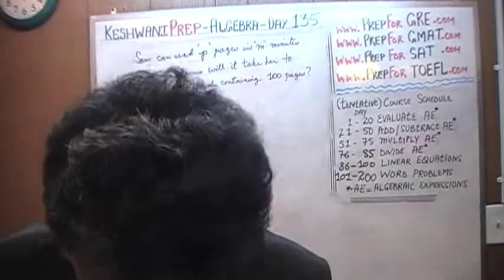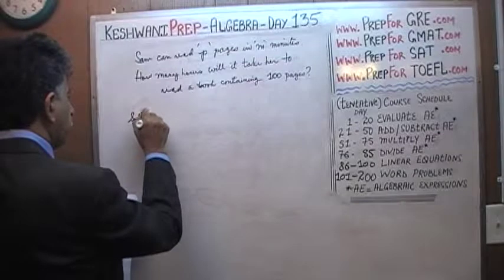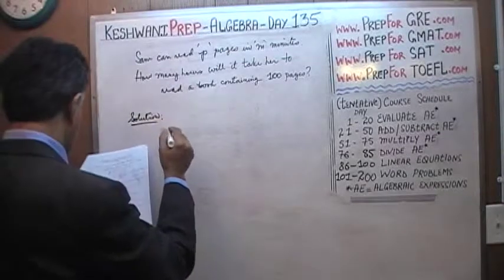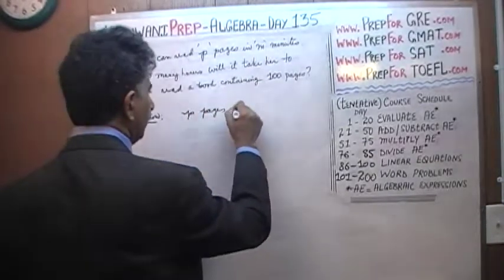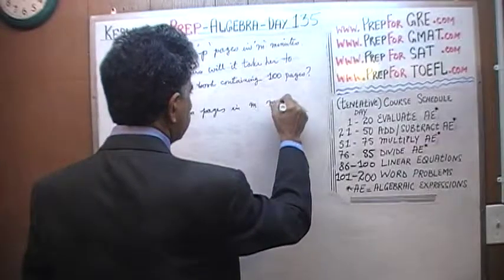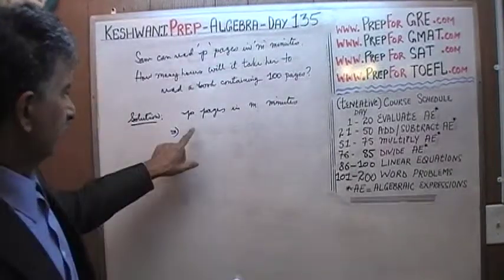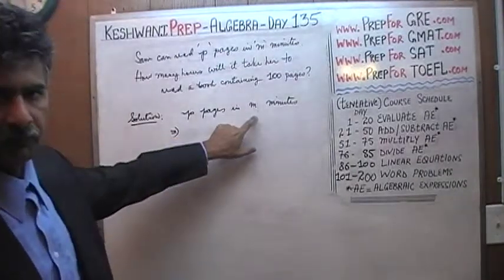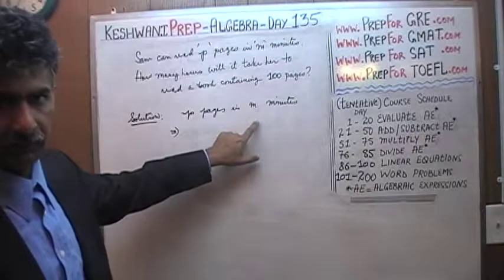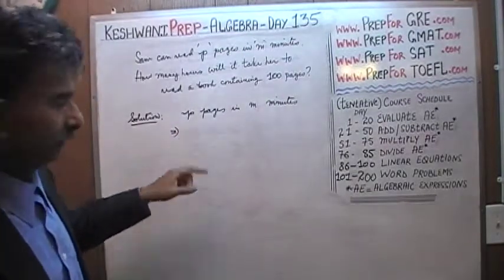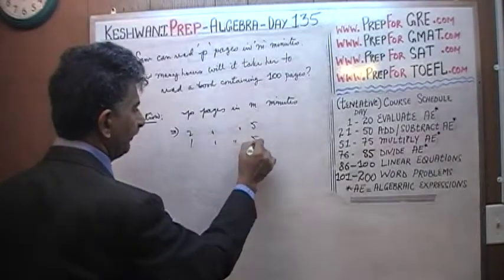So here we go. P pages in M minutes. That implies, if the person can read 10 pages in 3 minutes, then one page must take a tenth of the amount of time. If the person can read 2 pages, let's see, if I told you that I can read 2 pages in 5 minutes, then one page must take me half the amount of time.